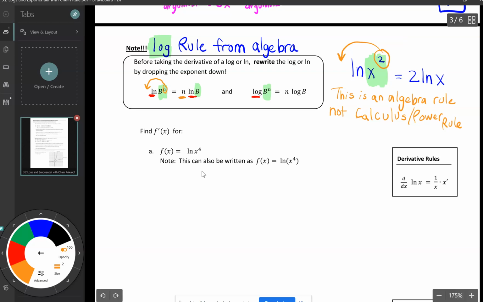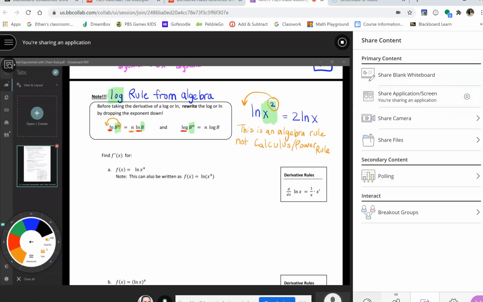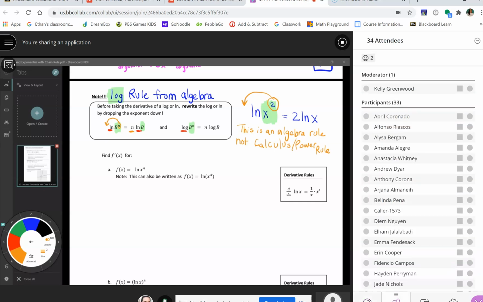This is just algebra. Okay, so show me either a status or like an agree or a happy face or something on your status. Do you remember this log rule from algebra where you could drop the exponent down in front of the log? Okay. So some people are remembering, some people are like, yeah, it was a blur.